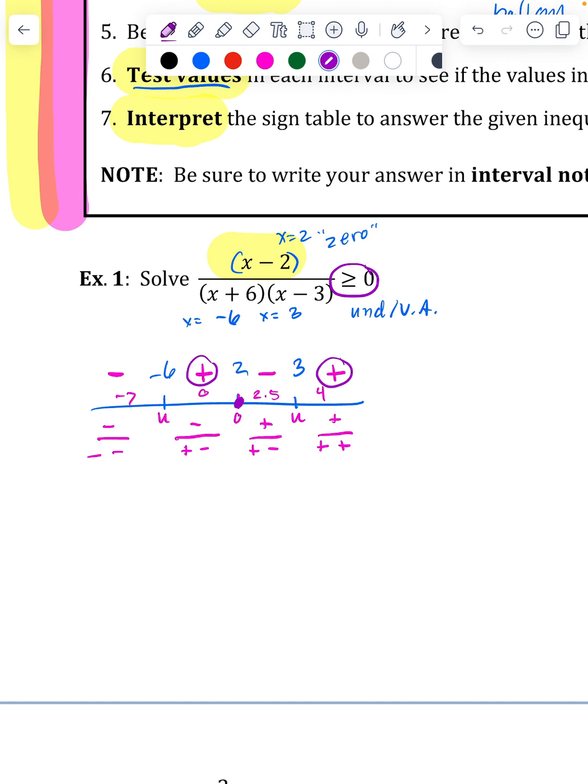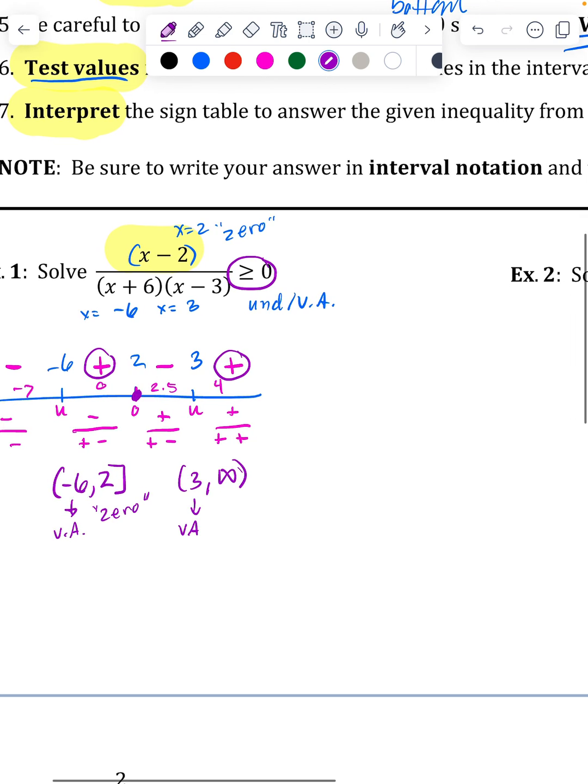So my first region of positive is going to be from -6 to 2, including the 2, because that was an actual 0, but not including this -6, because that is a vertical asymptote and can never be included. And then the next place that is positive is from 3 on. So I would write 3 to infinity. You can't include 3 because that's a vertical asymptote. It came from a 0 on the bottom. And you can't include infinity because you can never get to it. So that, my friends, is the process.